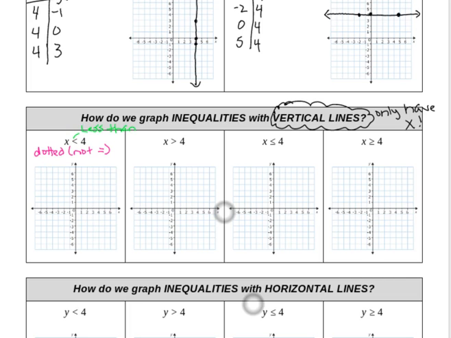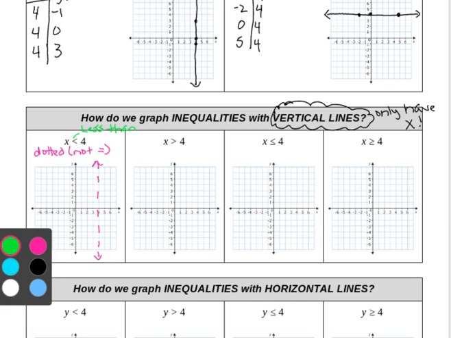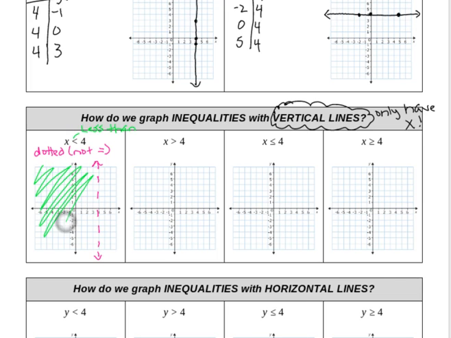So we're going to go over to 4, and instead of drawing a solid line, we're going to go ahead and put that dotted line through. We're still going to put arrows. And then because it's a less than symbol, we know we're going to be shading to the left of that line, right? We want to be less than. We want numbers that are smaller. And so we're going to shade this whole thing over here. And that means anything in this green shaded area is a solution to this inequality.